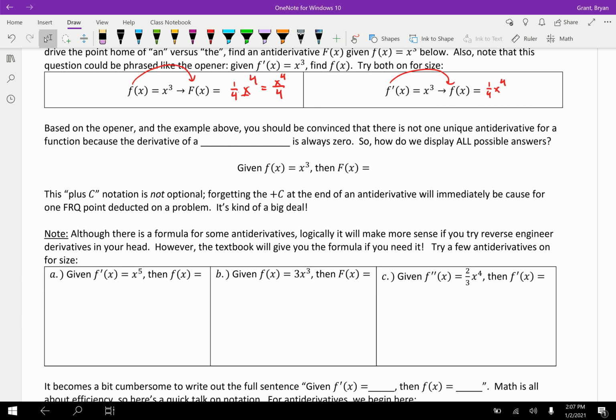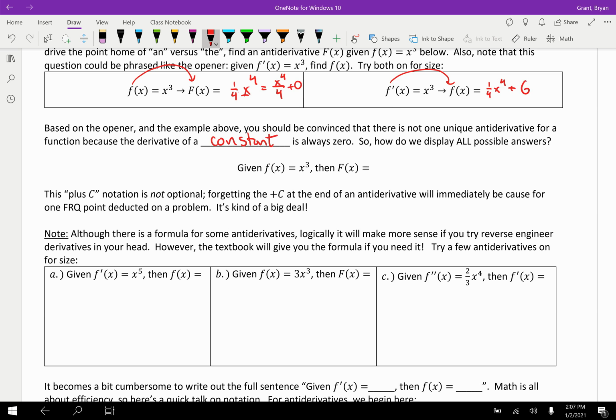Alrighty. Now, based on the opener, and of course the example above, you should be convinced that there is not one unique antiderivative for a function. That has to do with the fact that if you have a constant at the end, the derivative of a constant is always 0. So you could have any constant you wanted. So when you're asked to find the antiderivative, do you just get to pick whatever constant you want, including this +0 we have here? Of course, the answer is no, you don't.